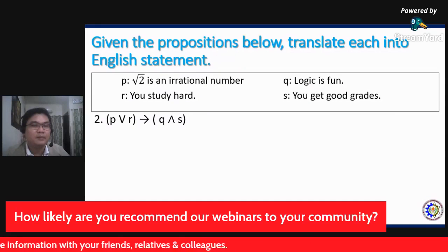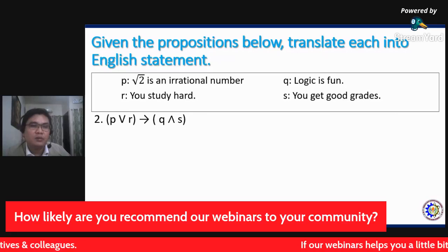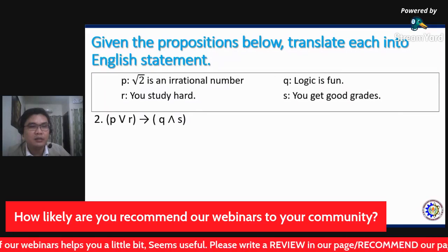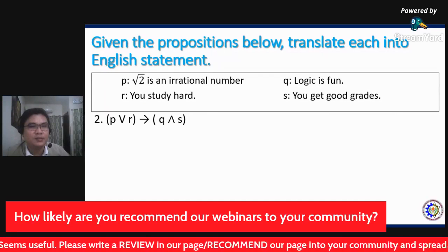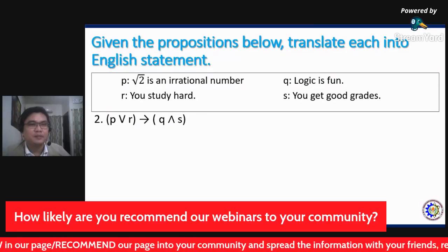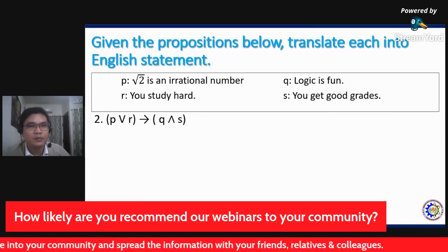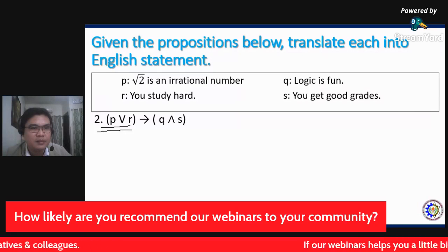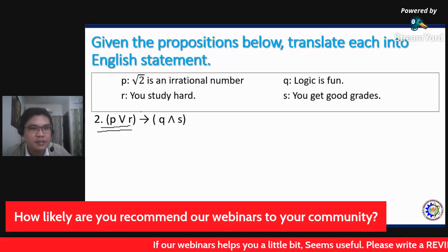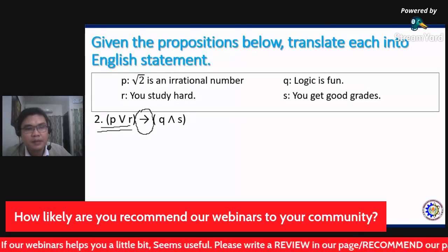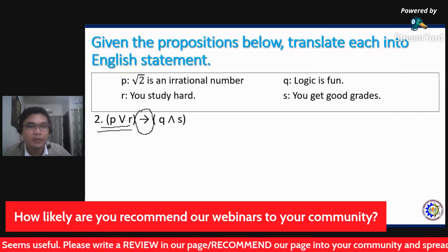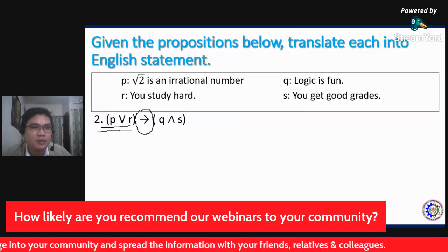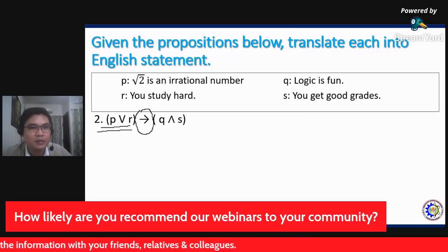Okay, let's have the other one. The given is: if P or R, then Q and S. Okay, so as you can see, all the propositions are used here. So P or R, then Q and S. So let's start with this one. Remember the whole statement here is understood to be in an if-then format. That means this underlined P or R is part of the hypothesis, or the if, and the Q and S is the part of the consequence.